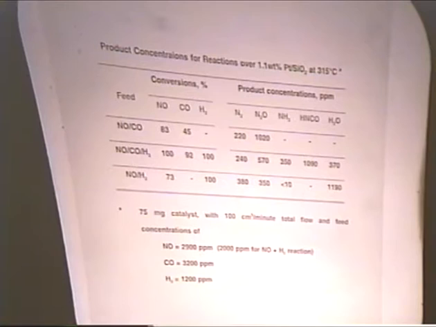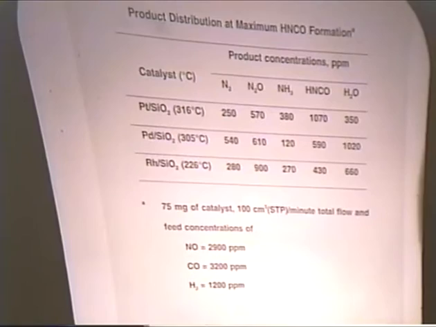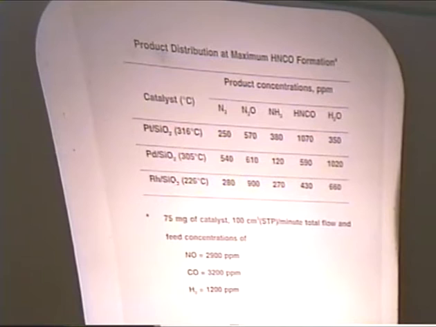Now we've done the same thing for the two other platinum group metals, supported on silica, and that is what we find. Both palladium on silica and rhodium on silica can produce isocyanic acid, but the amounts are only about half that of platinum. In the case of palladium, the temperature that gives the maximum amount of isocyanic acid is a bit less than platinum, but pretty similar. It tends to produce a lot more water, so there isn't enough hydrogen available to make the HNCO. In the case of rhodium on silica, it is much, much more active, but it tends to make N2O, so there isn't enough nitrogen to form isocyanic acid.